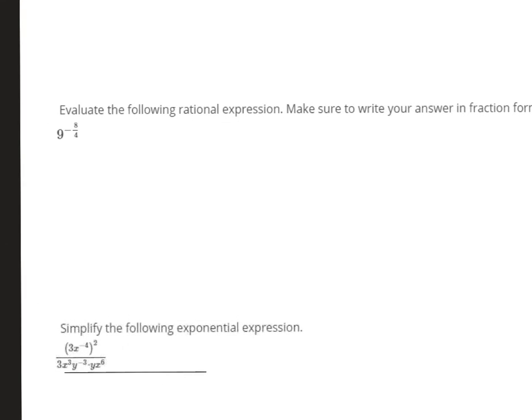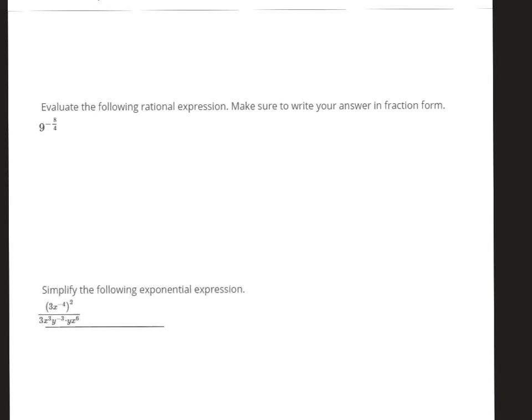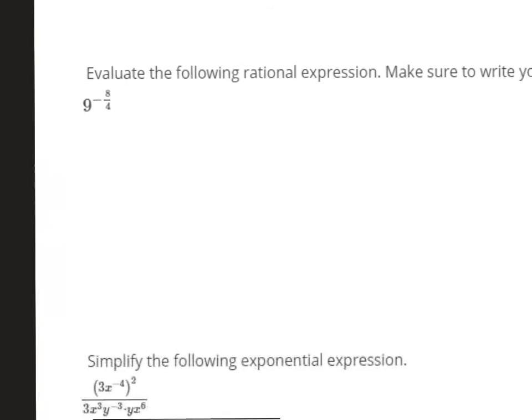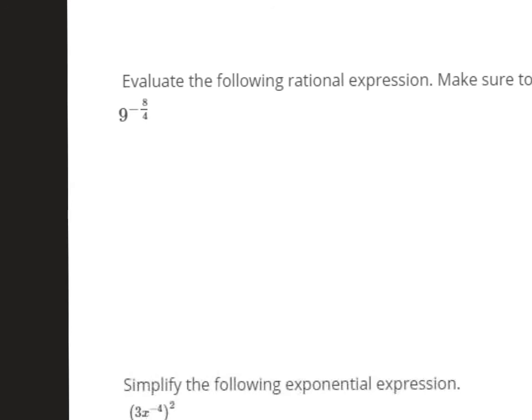Okay, next one. Evaluate the following rational expression. Make sure to write your answer in fraction form. Okay, so we have a negative. That means everything's going on the bottom. So really I have 1 over 9 to the 8 fourths.